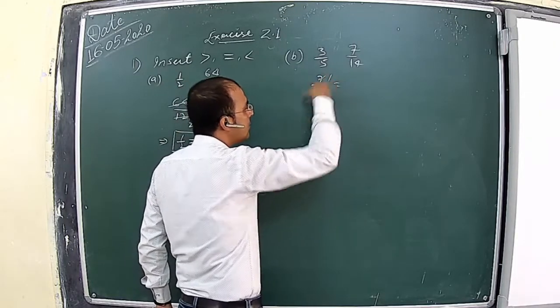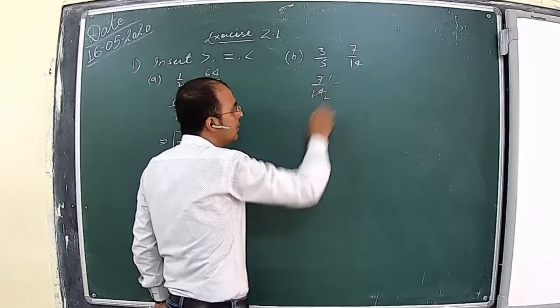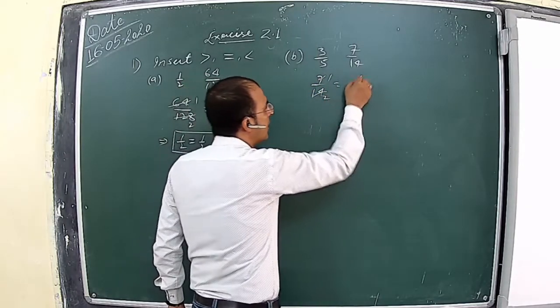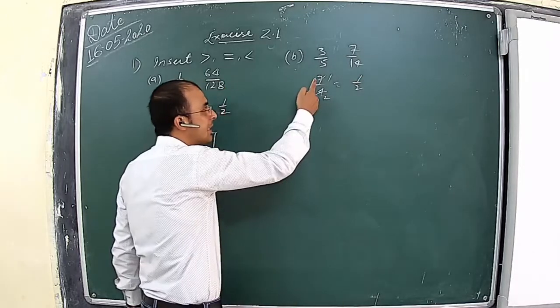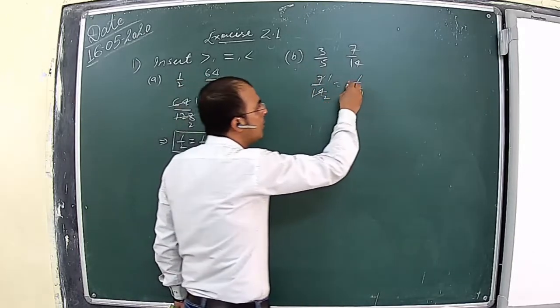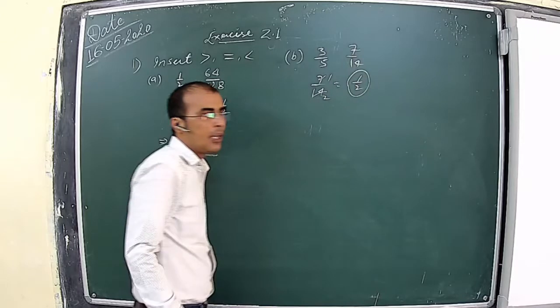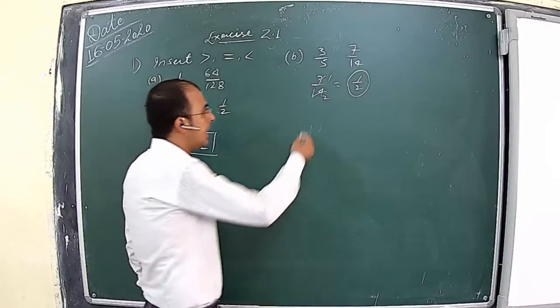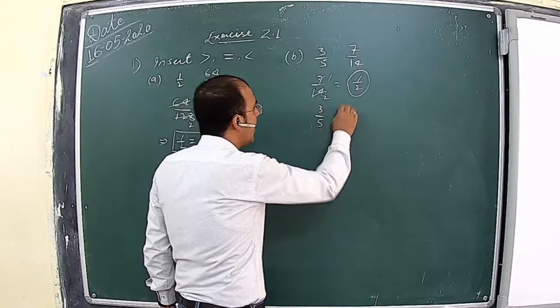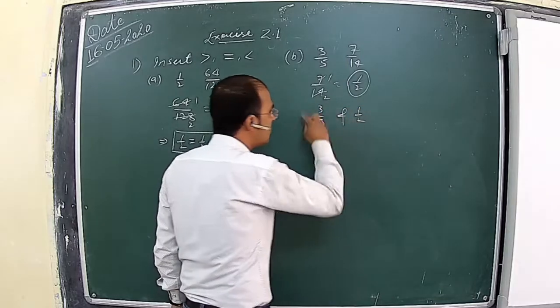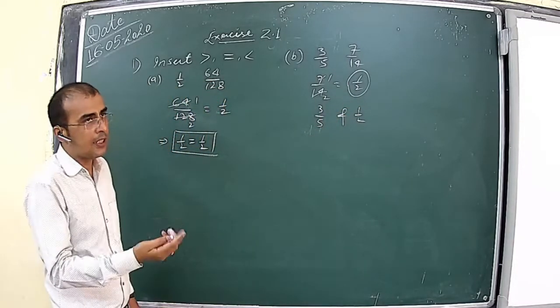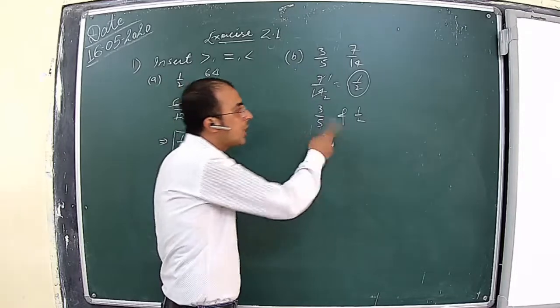7 ones are 7 and 7 twos are 14. So we will write 1 by 2. It means 7 by 14, its lowest form will be 1 by 2. So we can see that 3 by 5 and 1 by 2 are the two fractions. Which one is greater and which one is smaller, or are both equal?